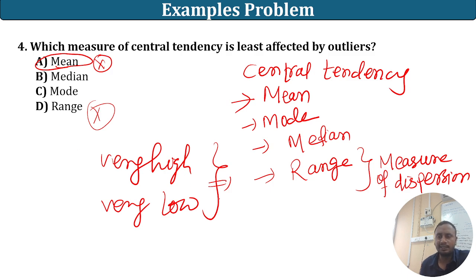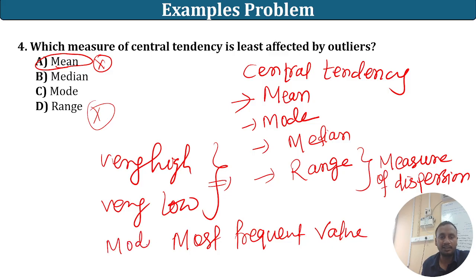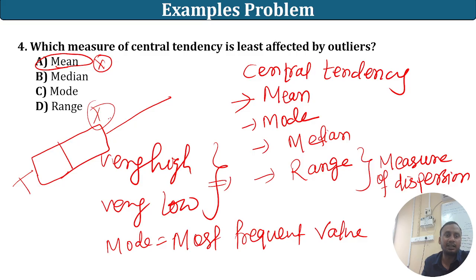Mode. The mode is nothing but the most frequent value. So it's not really bothered about the outlier. Median is going to be least affected by the outlier. Why? Because once it is in the middle, the outliers can go anywhere, either here or here, and the median is not going to change. So the answer for this is the median.